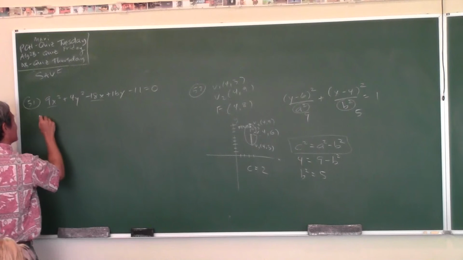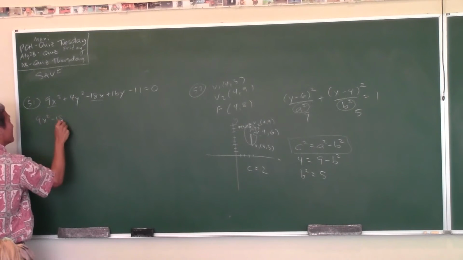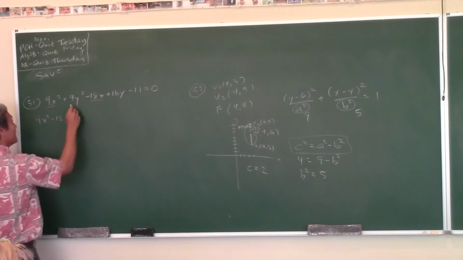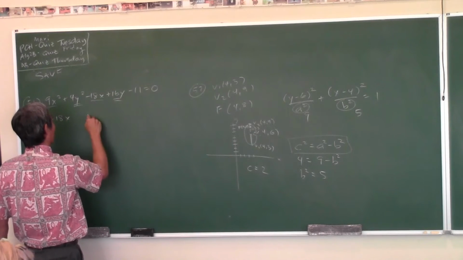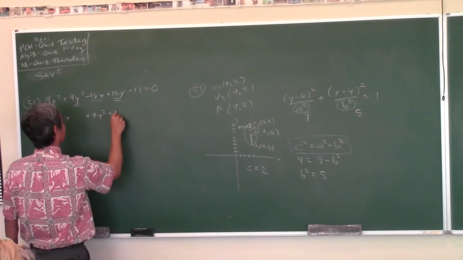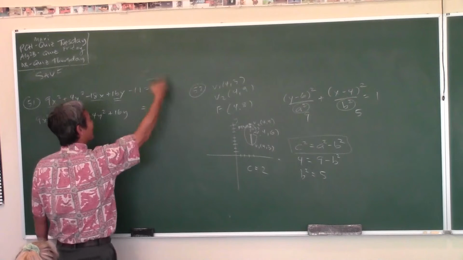Here are the x terms. You put all the x terms together, so you've got the x family. Here is the y family. Put all the y terms together. Throw a number on the other side.